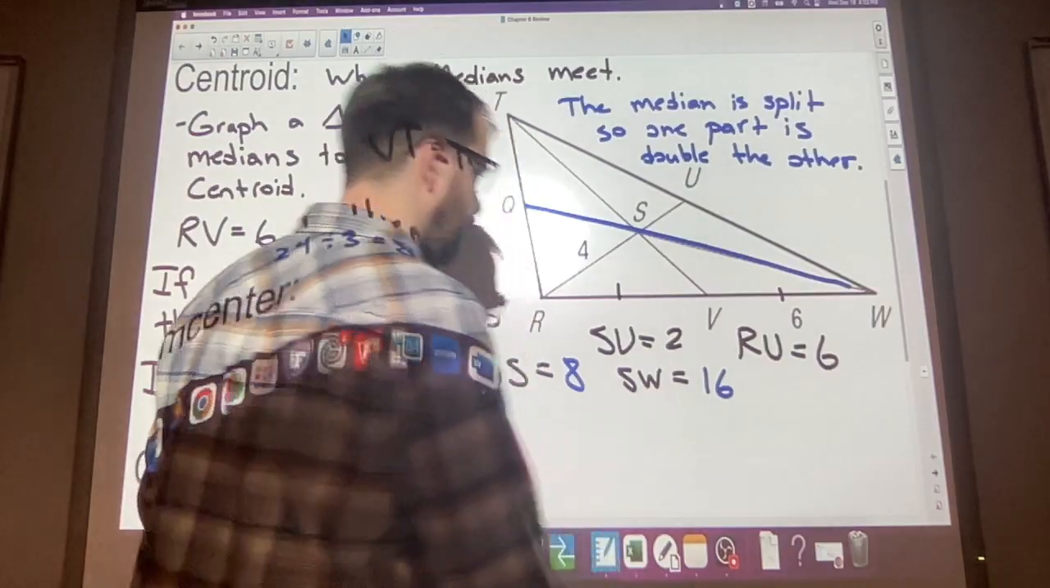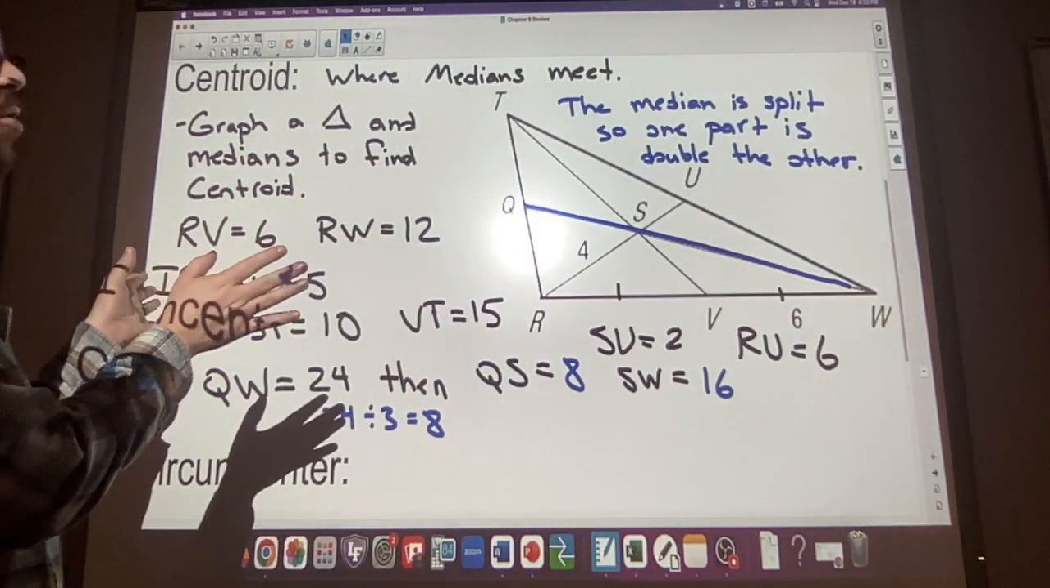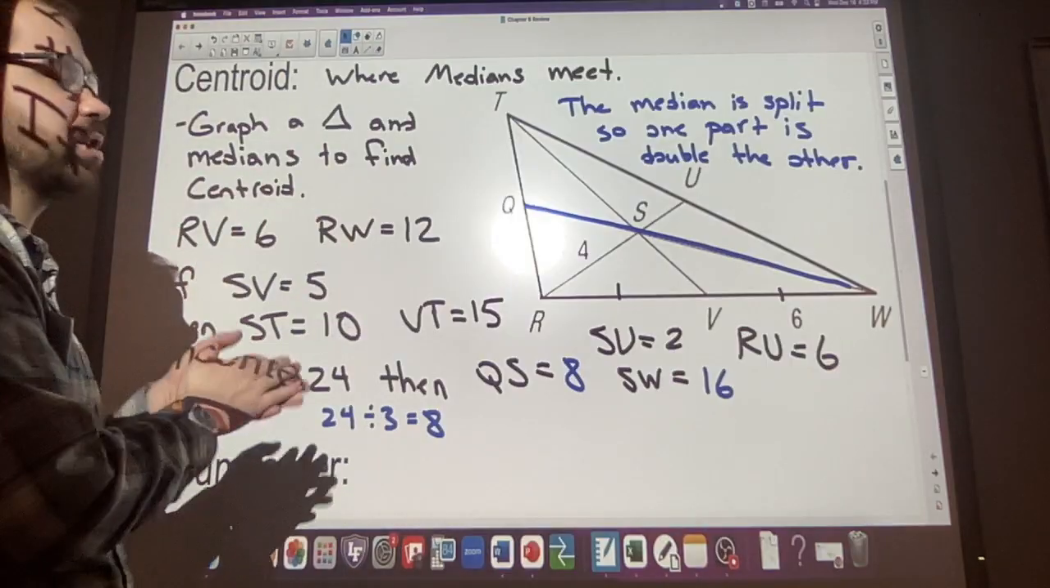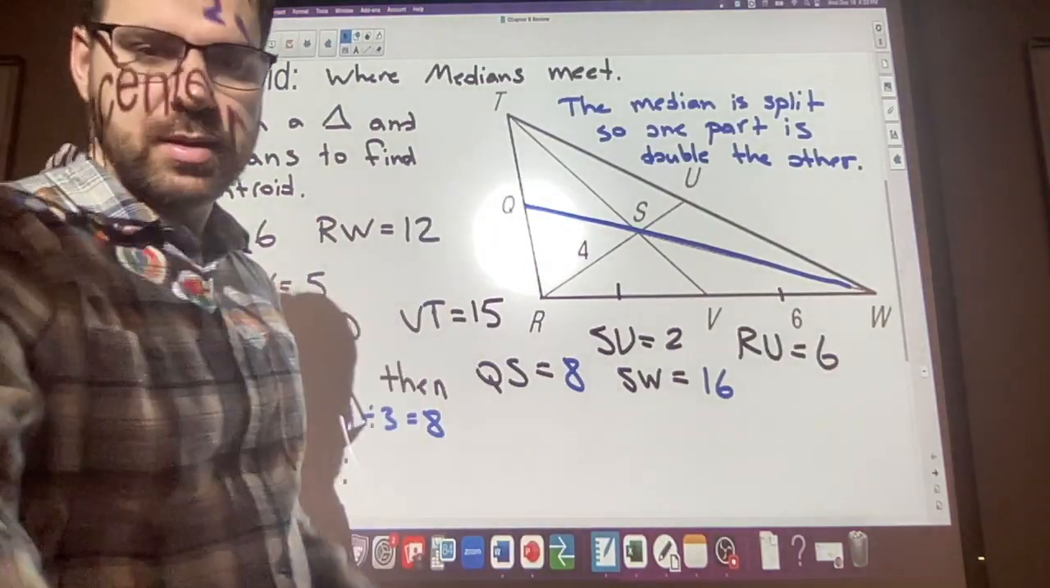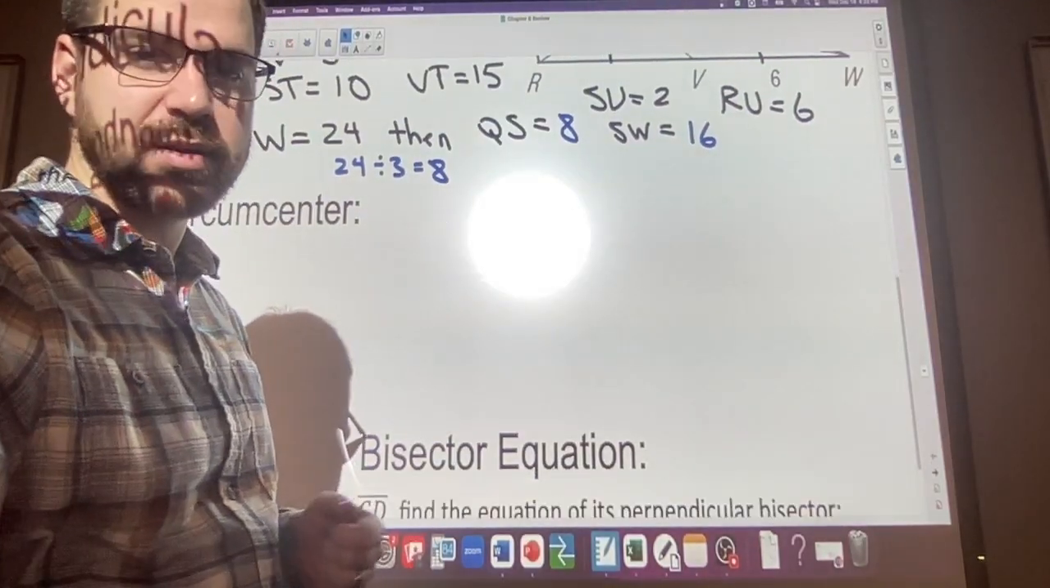All right, so just make sure one part is double the other, and yeah, there'll be a lot of those type of questions, or that'll be a big chunk of the test, but not too bad if you know the double rule, and then if it's the whole thing, just divide it into 3.